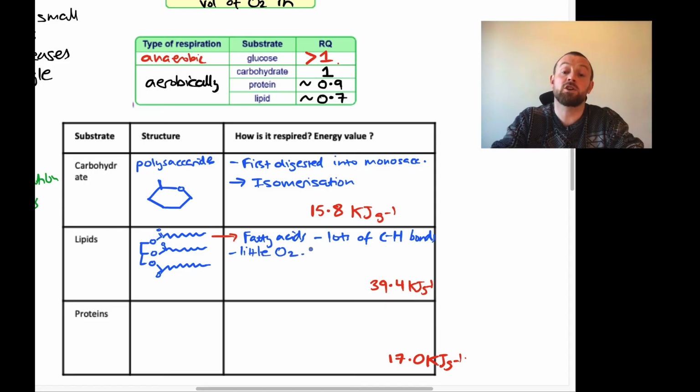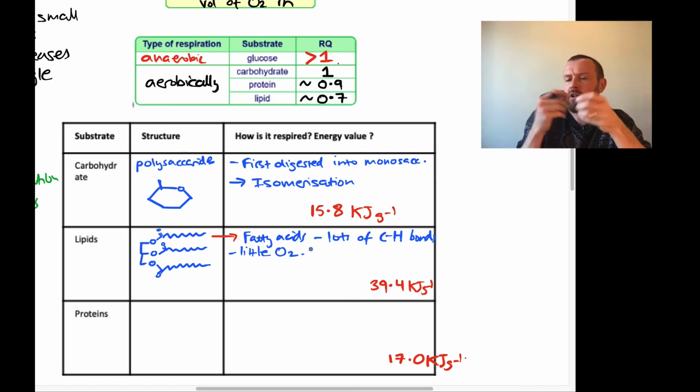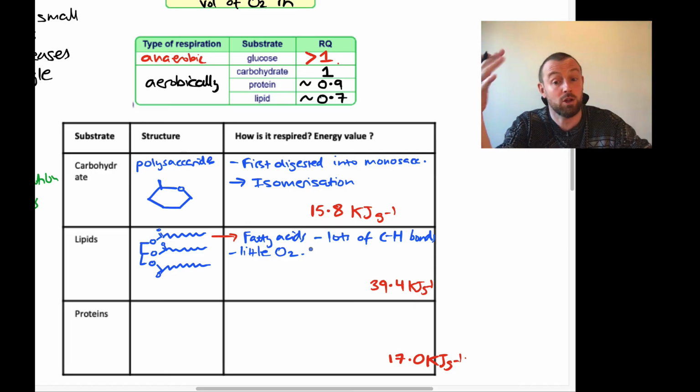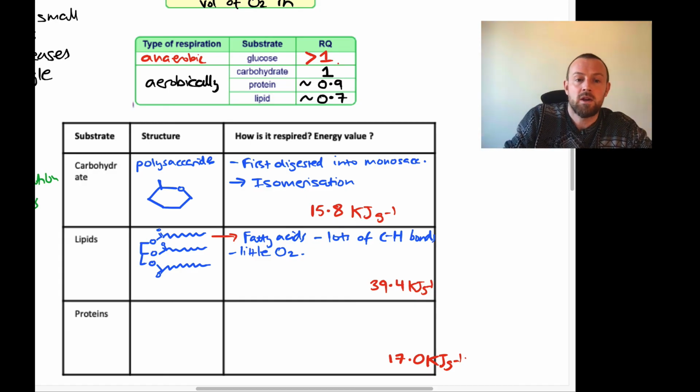Now that makes them a very good store of energy, because if they have little oxygen, it means there's not wasted space. In a sense, if the molecule's got oxygen in it, it's a waste of space, because you can get oxygen from the air to react, to do the respiration. You don't need oxygen in the molecule. So lipids are very energy dense, and they are respired by beta oxidation.